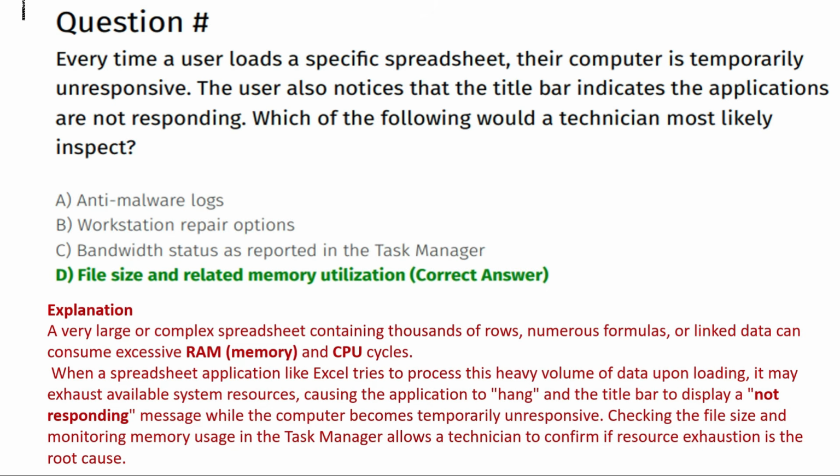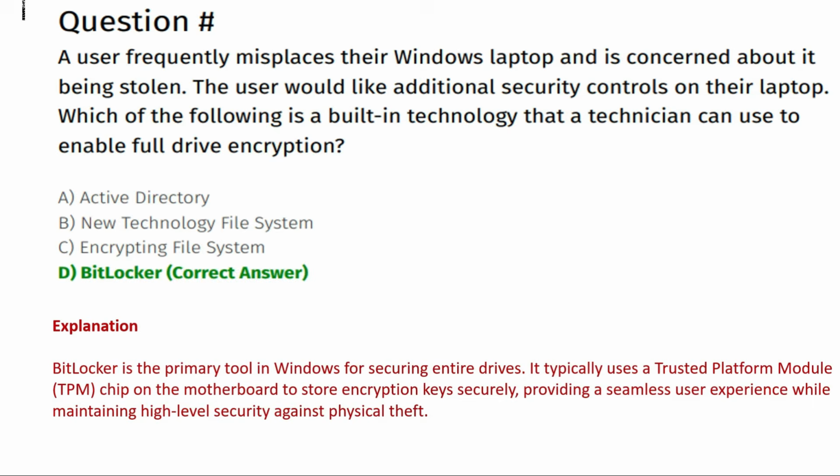Checking the file size and monitoring memory usage in the task manager allows a technician to confirm if resource exhaustion is the root cause. So that's why the correct answer for this question is option D, file size and related memory utilizations. So let's move to the next question.